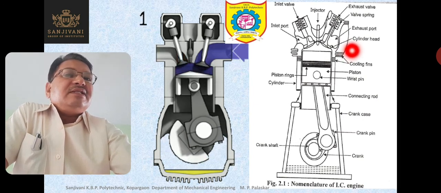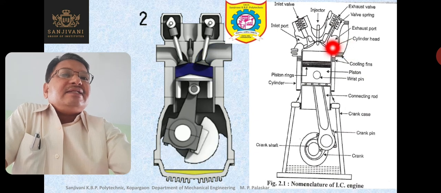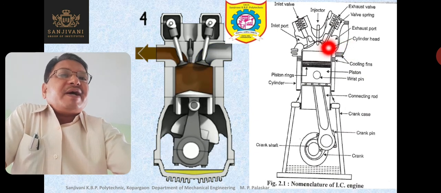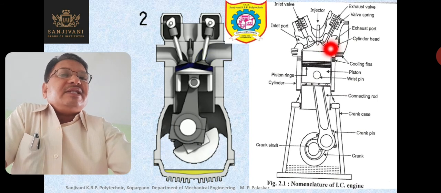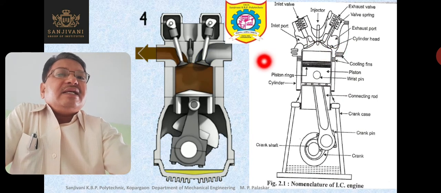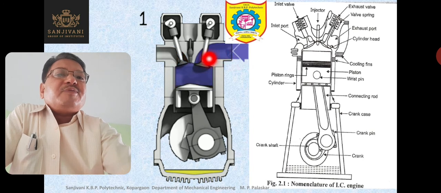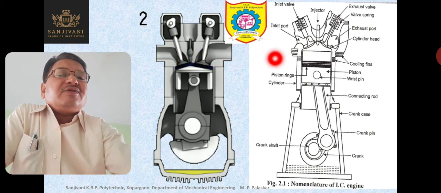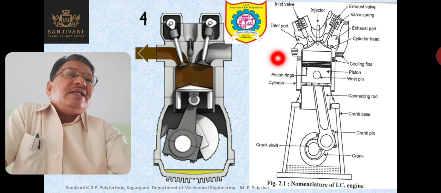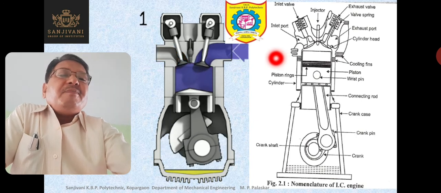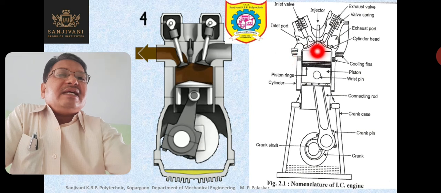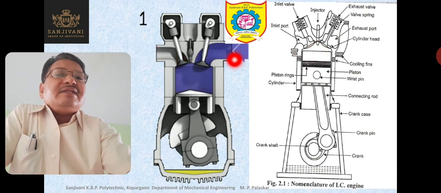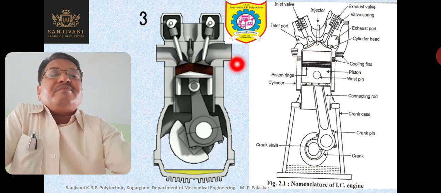So this is the engine cylinder head, and in this case you can see the injector is provided. The fuel is injected through the injector. So in some cases an injector is provided. In this case you can see that the spark is provided. If there is a spark, there is no injector. So in compression ignition engines, you will find that an injector is there, and in spark ignition engines, a spark is provided.